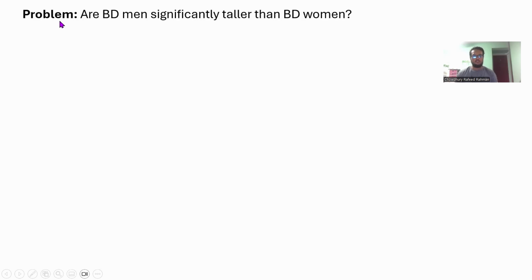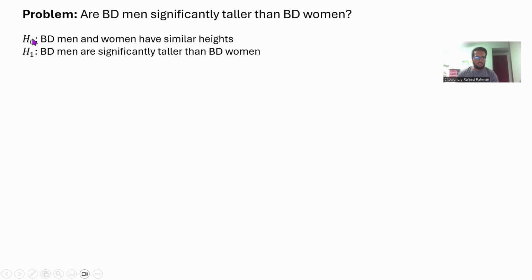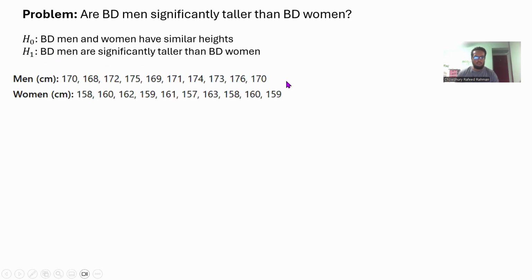The first case. So what is the problem? Let's assume that the problem is, are Bangladeshi men significantly taller than Bangladeshi women? That is the question. So in order to answer that question, let's assume 2 hypotheses. The null hypothesis is BD men and women have similar heights, and the alternate hypothesis is BD men are significantly taller than BD women.